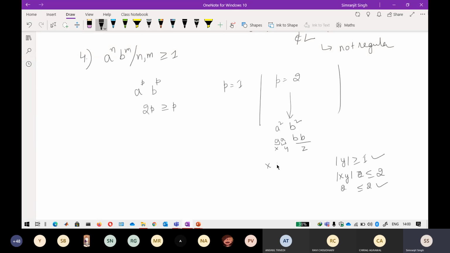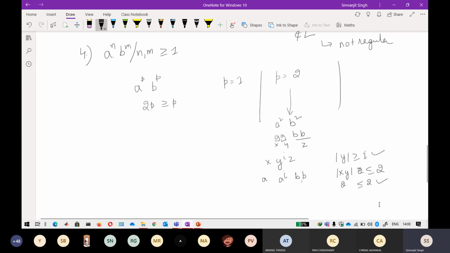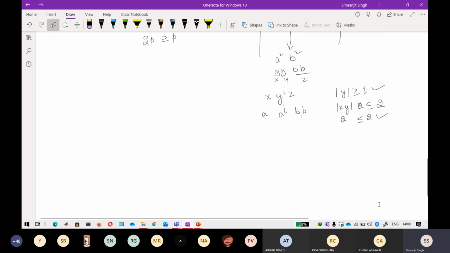So if you remember, x y raised to power i z, so it will become a, a raised to power i, and this z will be your bb. Okay, so now if you clearly see, now you pump it: aaabb. Now if you see the language here, that is a raised to power n and b raised to power m. Now the dependency of n and m is not there. Okay, so again a can be 3 and b can be 2, so that belongs to the language again.